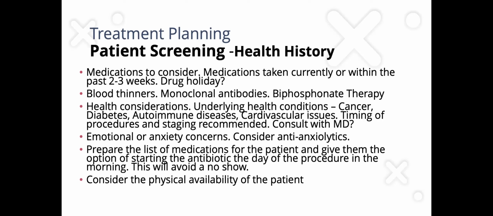And so within the treatment planning phase and the health history, we'll look at medications that we need to consider. Medications taken currently or within the past 2 to 3 weeks. Are we going to consider a drug holiday? And then blood thinners. Blood thinners and monoclonal antibodies, which is a fairly new thing.